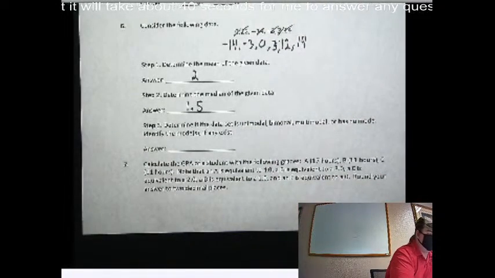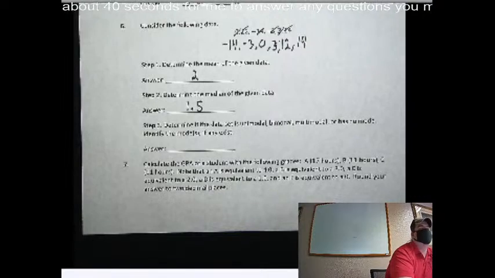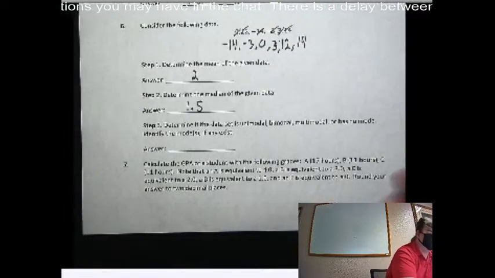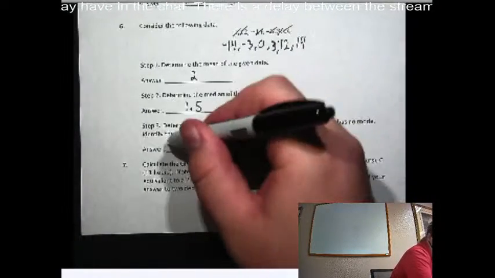And then finally the mode. So the mode is the number that occurs the most. Well, do any of these numbers occur more than once? No. So this one doesn't have a mode. There is no mode.